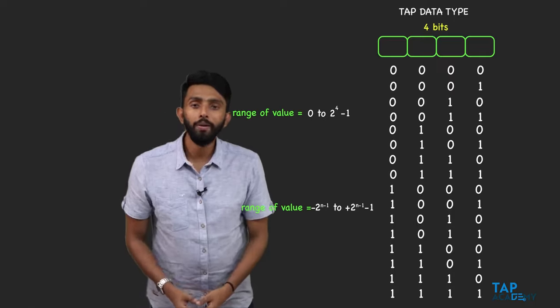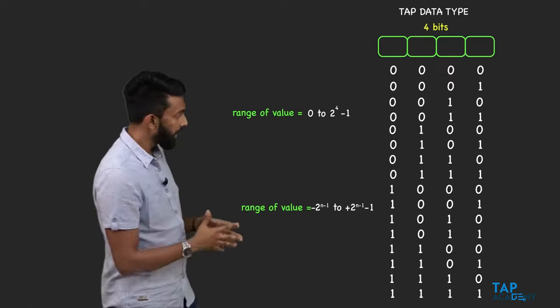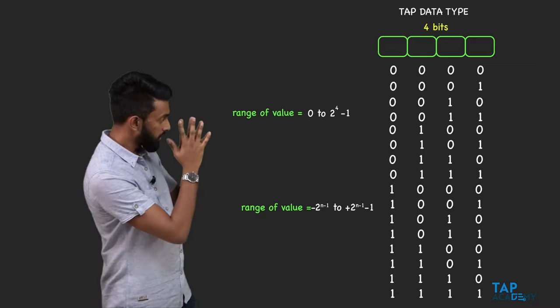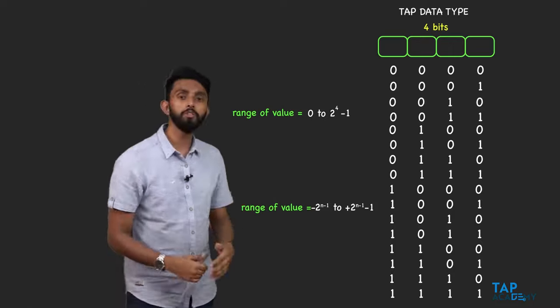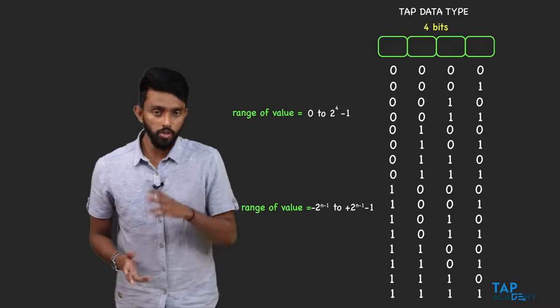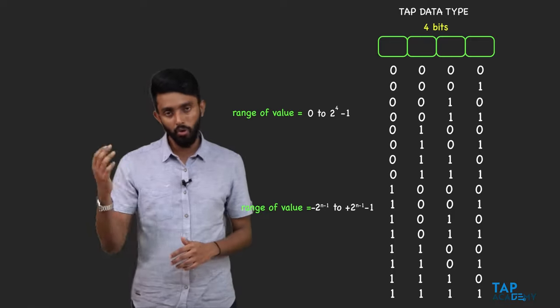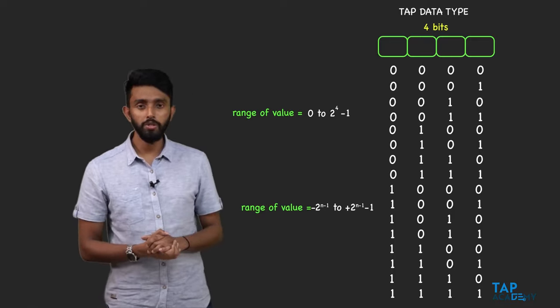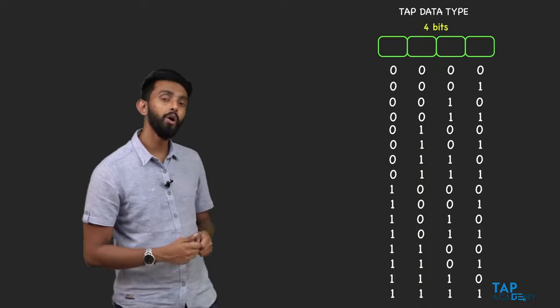Now you may be wondering why. That is because you have decided to store the 16 values, and those 16 values are all positive. You store all positive values, 0 to 15. But if you notice, all the integer data types store negative as well as positive. Now the question is, what if you wanted to store negative values? How are you going to do that?